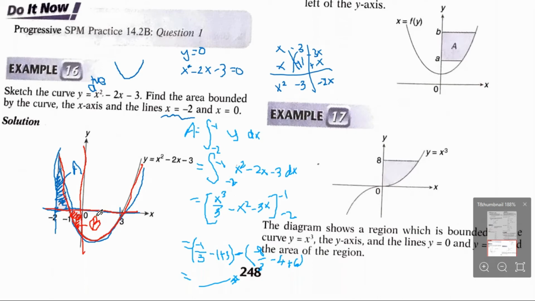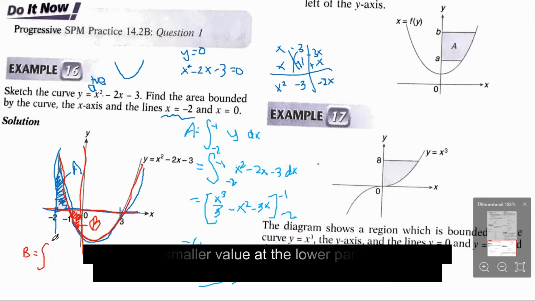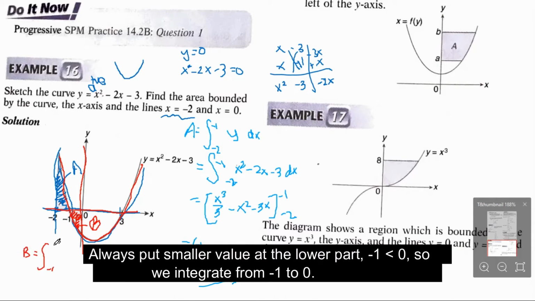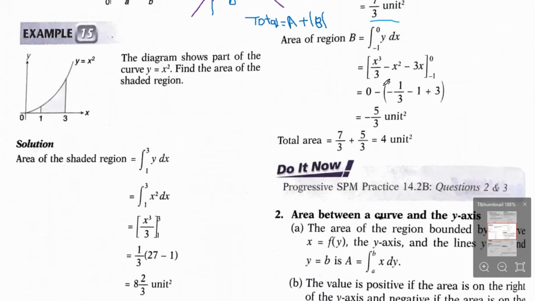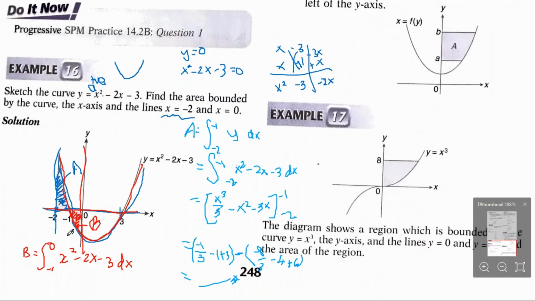Okay, to find the area of B, so area of B will be integrate from negative 1 to 0, y is x squared minus 2x minus 3 dx. Okay, then we integrate this one. You will have negative 5 over 3. So why negative here? Because this region B is under x-axis. 这个 B 在 x-axis 的下面，所以这个是 negative value. While this A is above x-axis, so this A will be positive value.